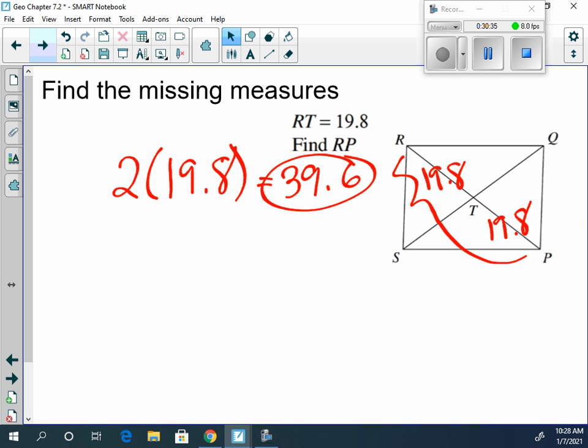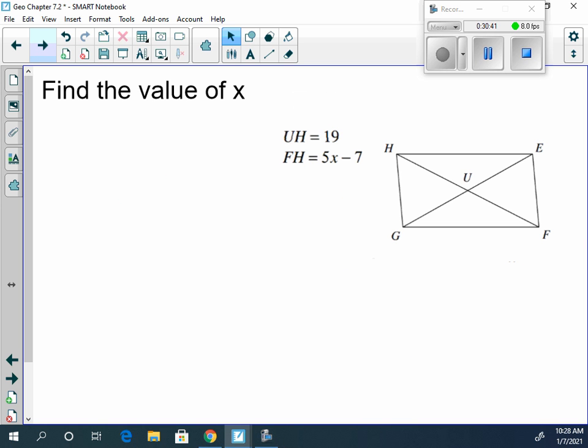Are there any questions on this here? We're good with this here? We like this so far? Let's look at this one here. So made it a little bit harder. We're just utilizing these properties a little bit more. We're told that UH is 19. The whole length is 5x minus 7. Find the value of x.